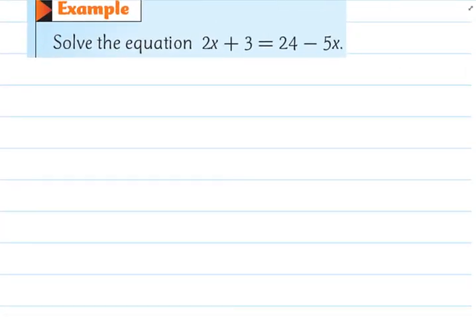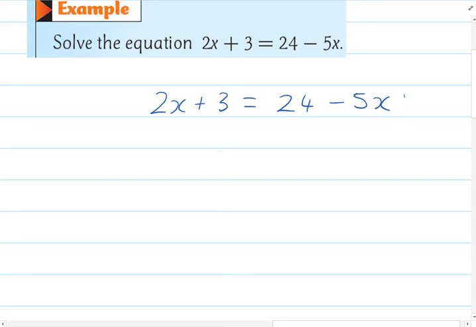Okay, so first step is to write out the equation. 2x plus 3 equals 24 minus 5x. So I'm going to want to deal with this 5x first, so I'm going to do that by adding 5x to both sides.